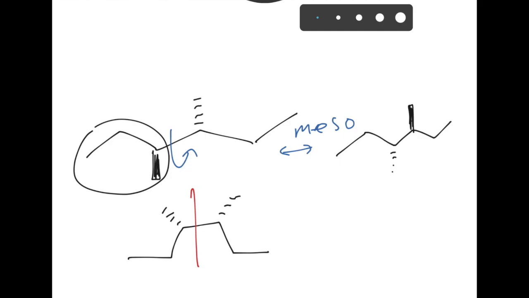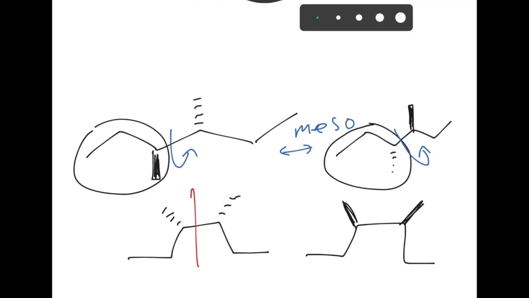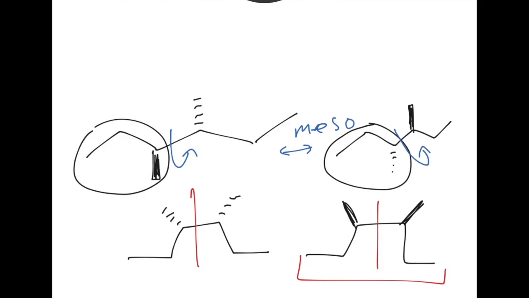Now let me look at this one. Can I do the same thing? If I rotate the same group, and I rotate around this bond, it has a plane of symmetry. And right, if I take this and flip it over, right, if I just kind of grab it and go boop, everything's going to line up perfectly.